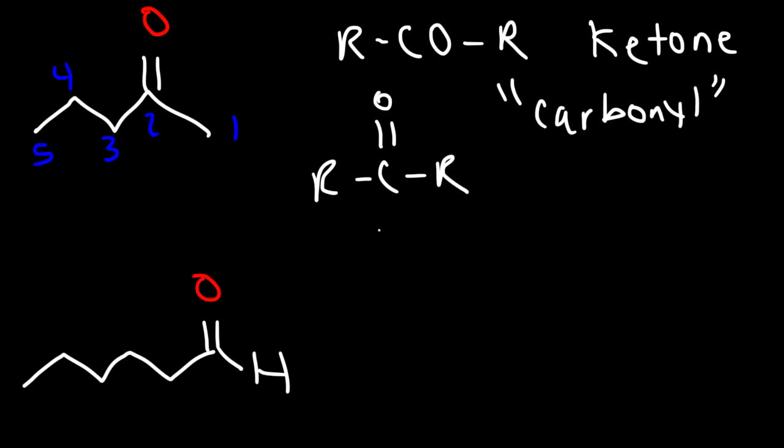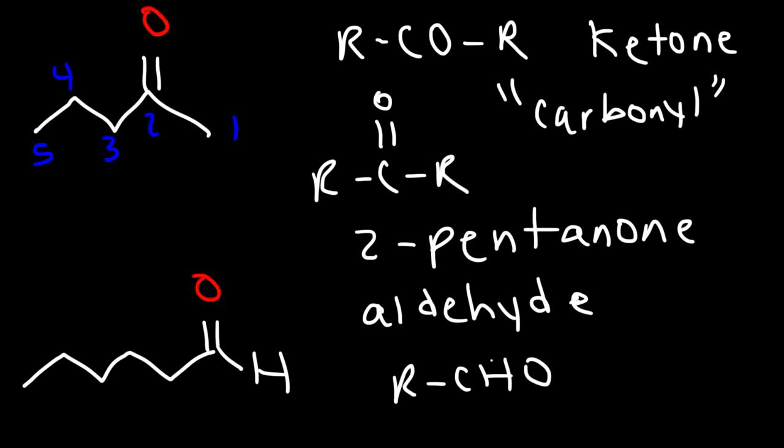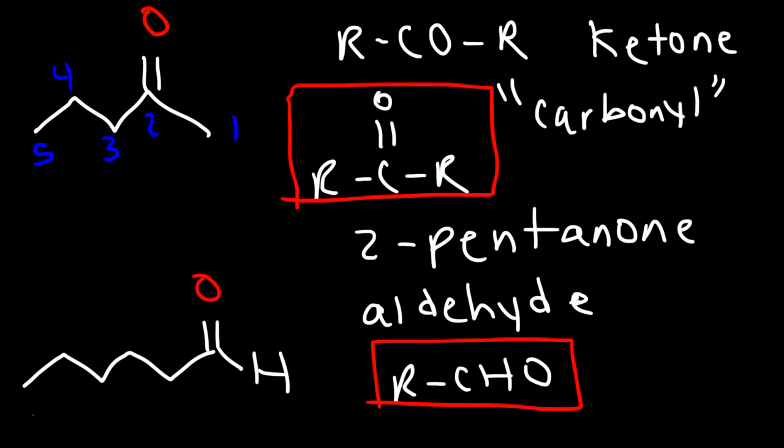So that ketone is called 2-pentanone. On the bottom, we have an aldehyde. And if you see this RCHO, that's the functional group for an aldehyde. And this is for a ketone.